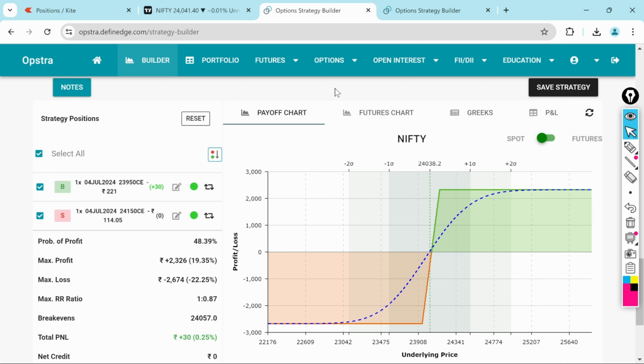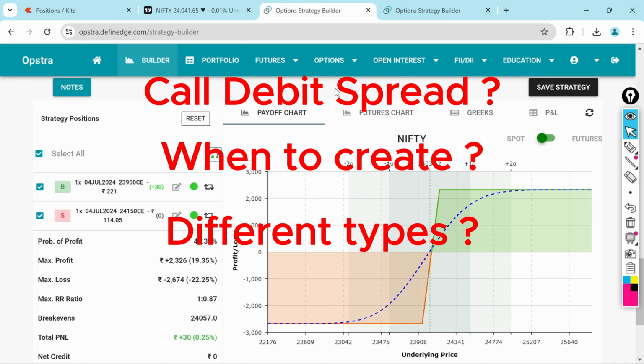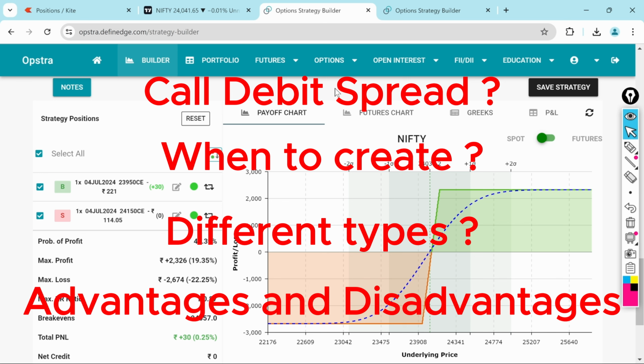In this video, we will understand what a call debit spread is, when we will create a call debit spread, what are the different ways we can create a call debit spread, and its advantages and disadvantages.